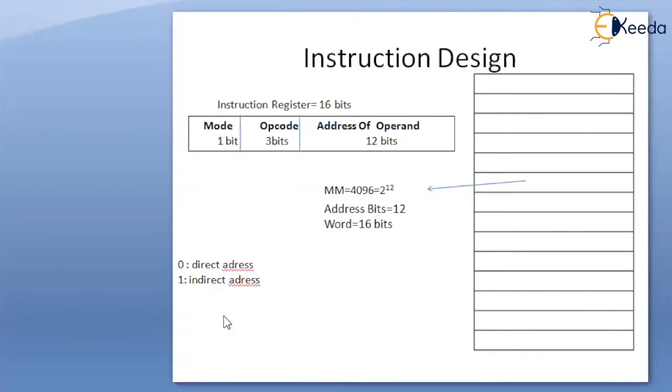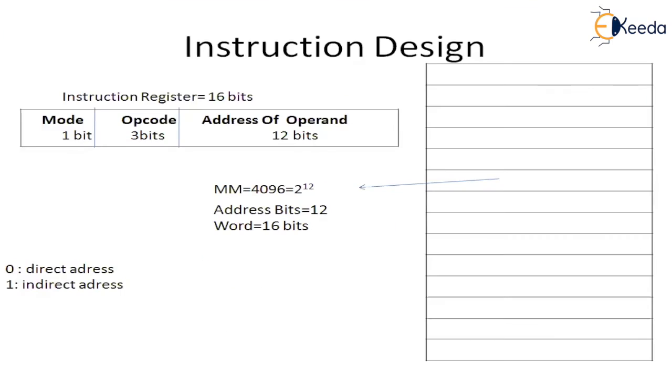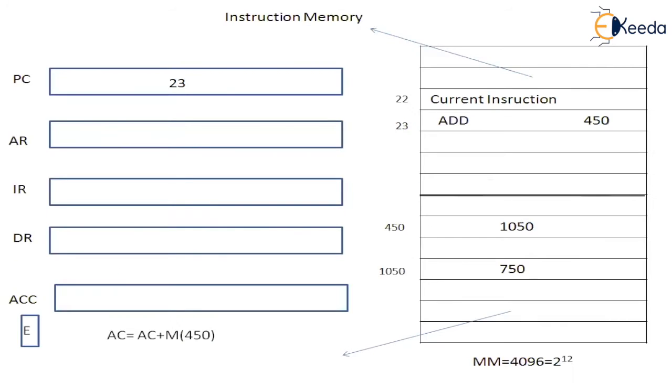What are the different phases we went through in executing an instruction? I'm not discussing this now. You know about the different fields of an instruction. These are the program counter, address register, instruction register, data register, and accumulator. Let us understand quickly what phases this instruction goes through.